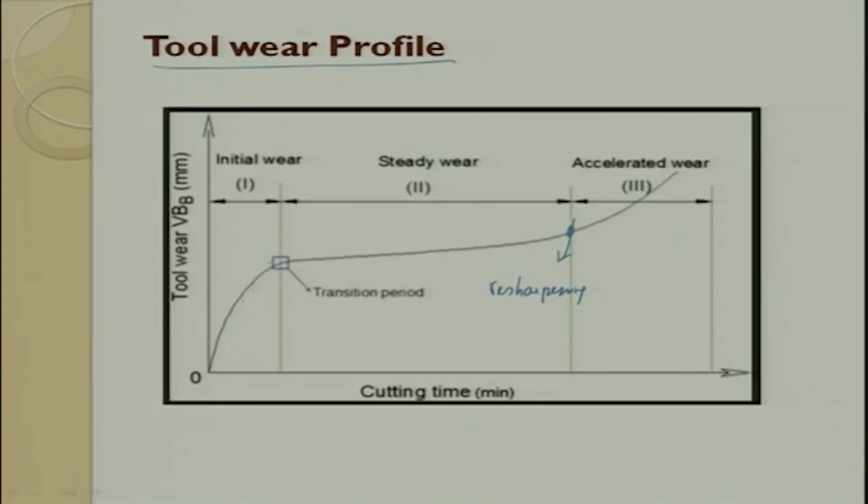This initial wear happens in a very small time. Basically, on the tool profile there will be some asperities which are very thin and light. These asperities will die off very soon during the initial wear, such that a large surface area comes in contact with the chip. So, this is a steady state wear and this is an accelerated wear. This resharpening is possible only for a HSS tool.